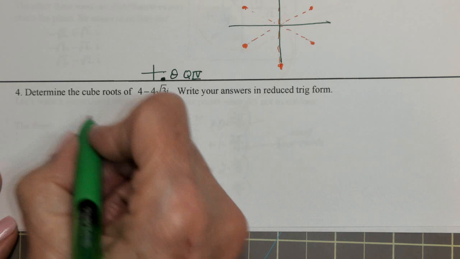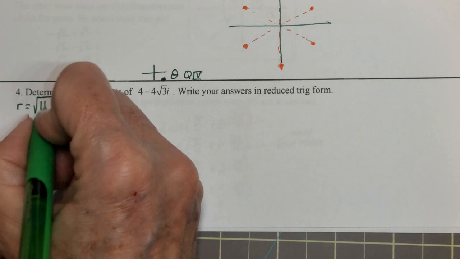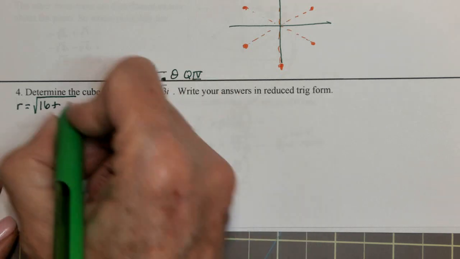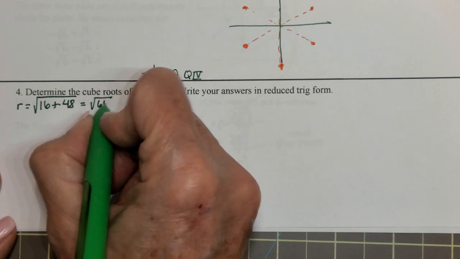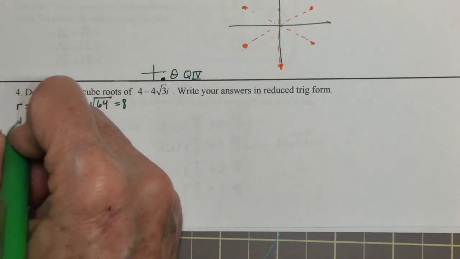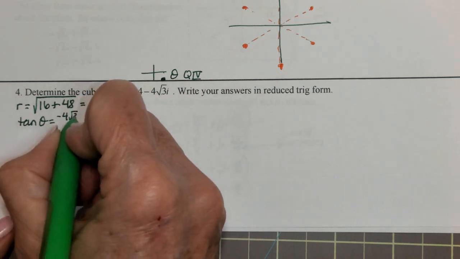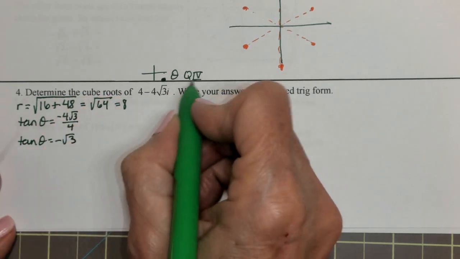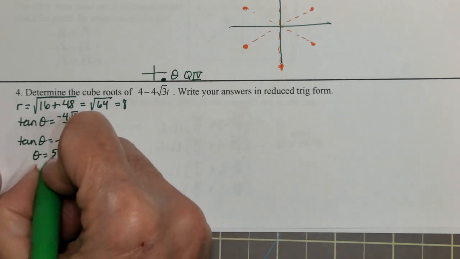Right? So r is going to be the square root of the square of 4, which is 16, plus the square of 4 square root of 3. That is 16 times 3, or 48. That's going to be the square root of 64. Oh, that turned out nice. We get a nice even 8. All right. For theta, tangent of theta is b over a, negative 4 square root of 3 over 4. So tangent of theta is negative square root of 3. We're in quadrant 4, so theta has reference angle pi over 3, in quadrant 4, 5 pi over 3.